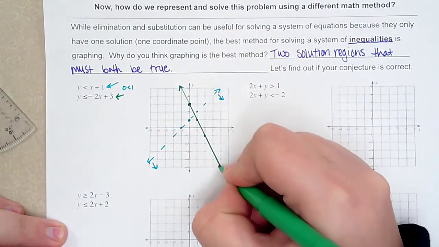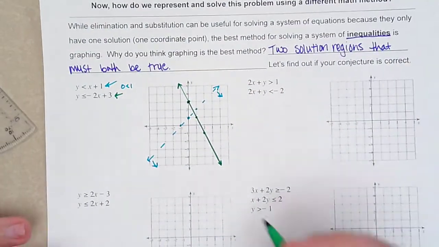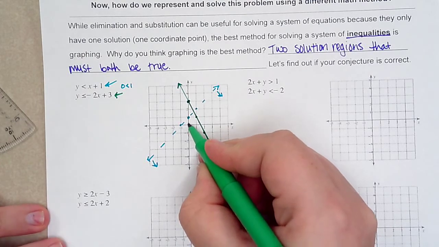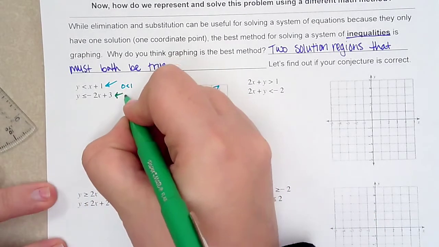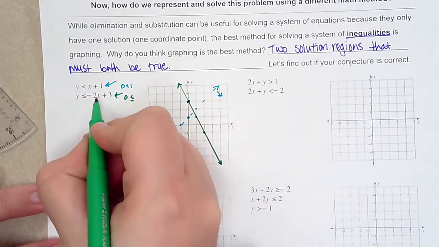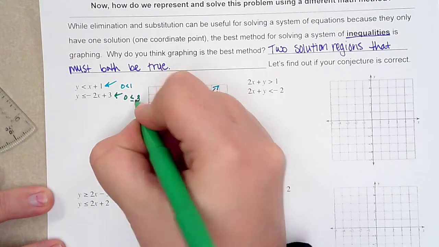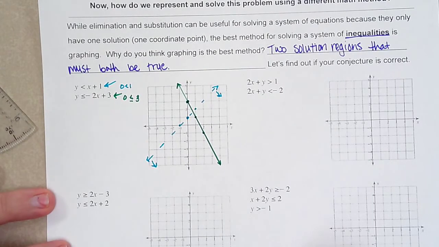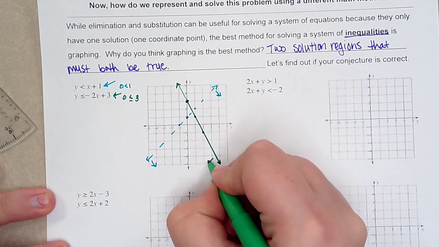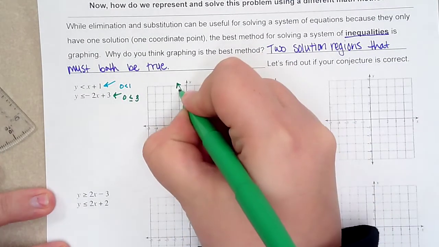Throw my arrows on the end, and I check a point. I love 0, 0. It's an amazing point. So 0 is less than or equal to negative 2x times 0, 0 plus 3. Is 0 less than or equal to 3? It is indeed, so I'm going to shade towards that point.